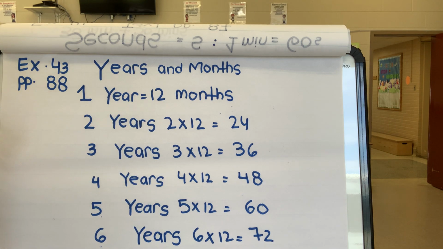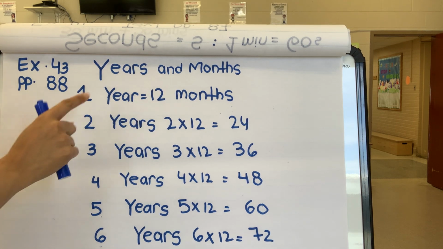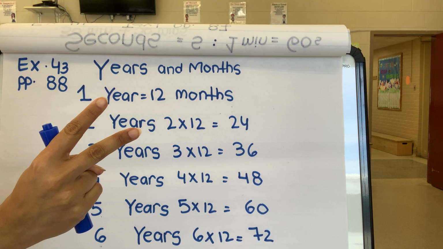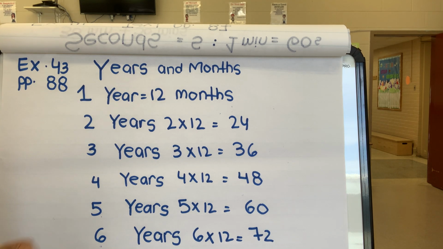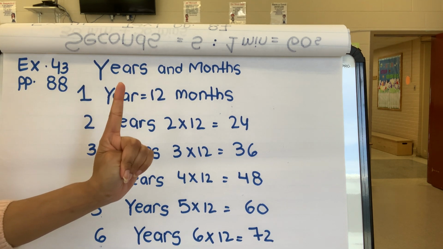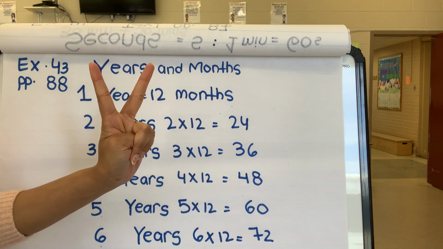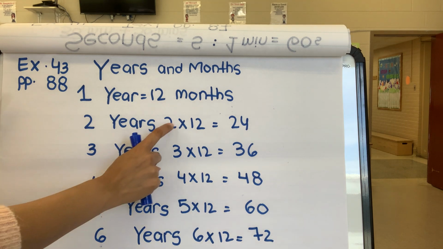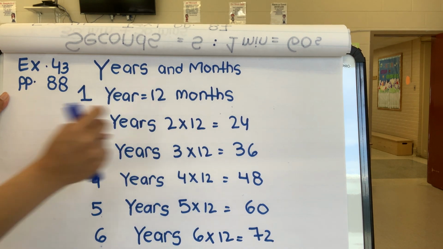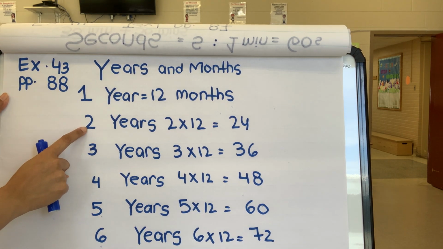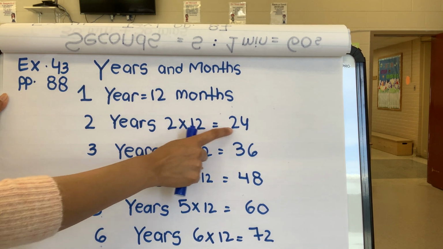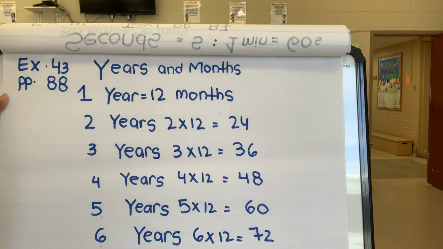And if there are 12 months in 1 year, how many months are there in 2 years? Because we know in 1 year there are 12 months, in 2 years there will be 12 plus 12 months, or 2 times 12, right? So 2 years would be made up of 2 times 12 months, which gives us 24 months.